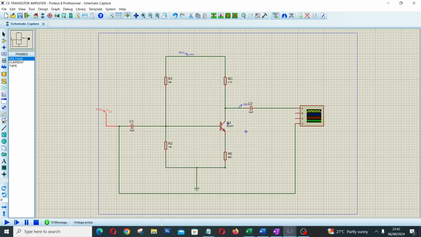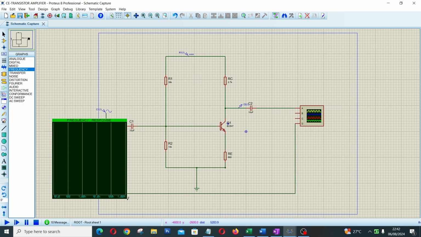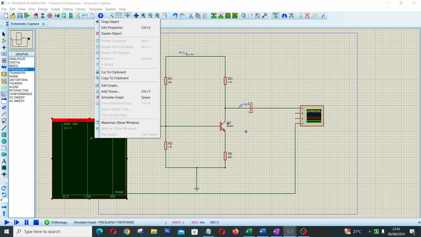Then you click on graph mode. You go to frequency, because what you want to do is frequency response. Drag it on the screen to draw a graph. Then you go and click the probe, and drag it to the graph. When you have done that, right click inside the graph and go to edit graph.